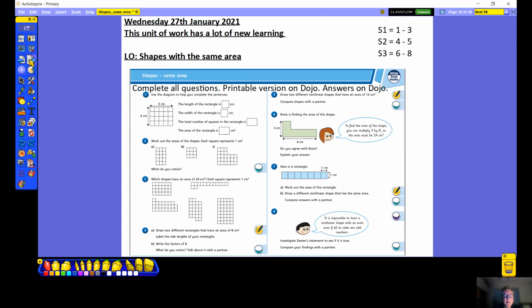So over to you, some independent work. Today, complete all the questions. I'll put a printable version on Dojo and the answers on Dojo. The steps are so that you can see the progression in what I believe is the difficulty. So 1 to 3 being easier than when you get up to 6, 7 and 8. The general progression is that way. You might disagree.